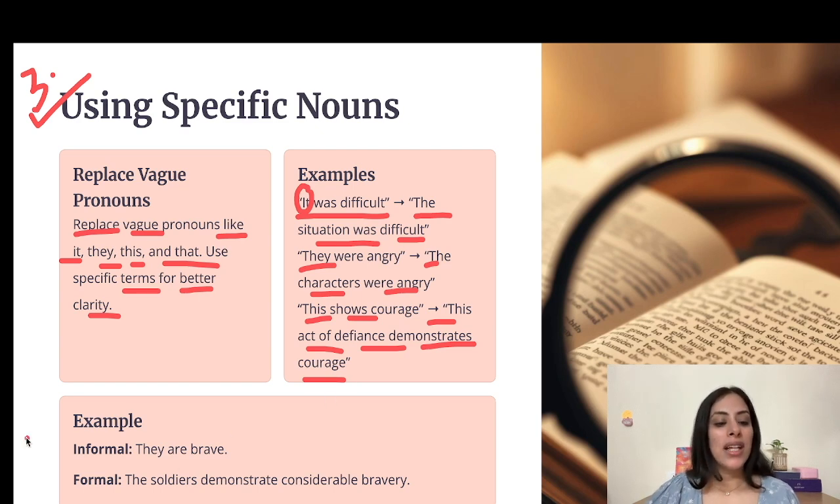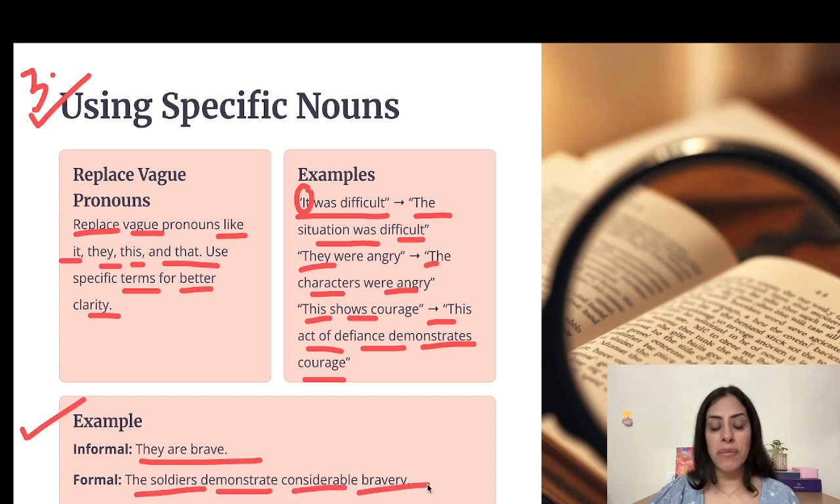Okay. There's another example. Instead of saying they are brave, you can say the soldiers demonstrate considerable bravery, because the reader, or the examiner in this case, gets to know what exactly you're talking about. The soldiers. Okay, so this is a really important one. You might want to note it down. You can pause the video and then make your notes. All right.